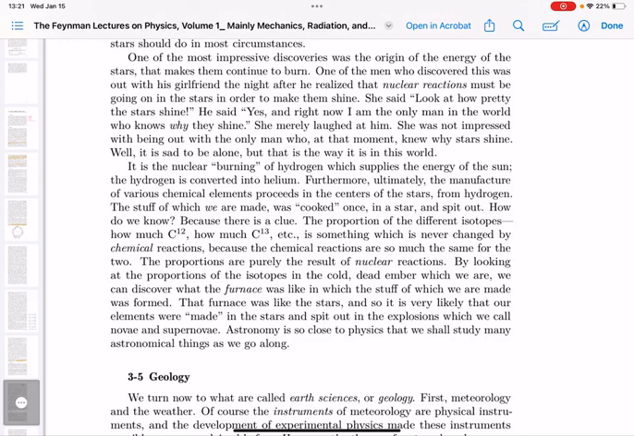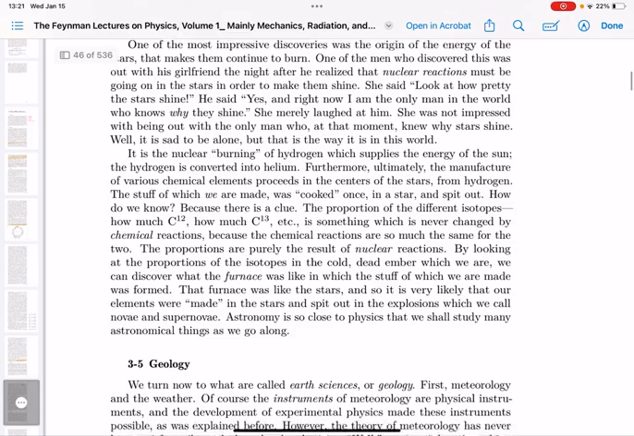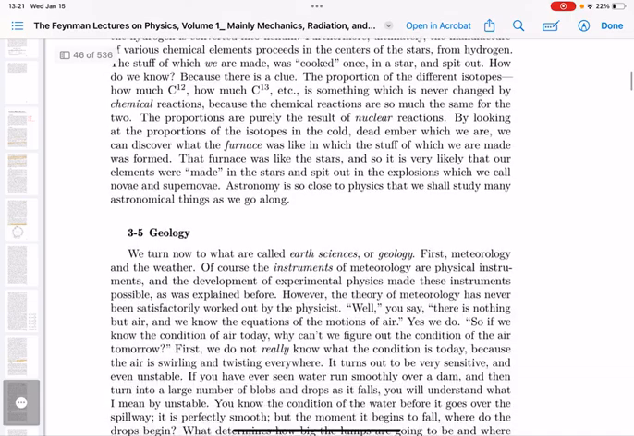It is the nuclear burning of hydrogen which supplies the energy of the sun. The hydrogen is converted into helium. Furthermore, ultimately, the manufacture of various chemical elements proceeds in the centers of the stars from hydrogen. The stuff of which we are made was cooked once in a star and spit out. How do we know?